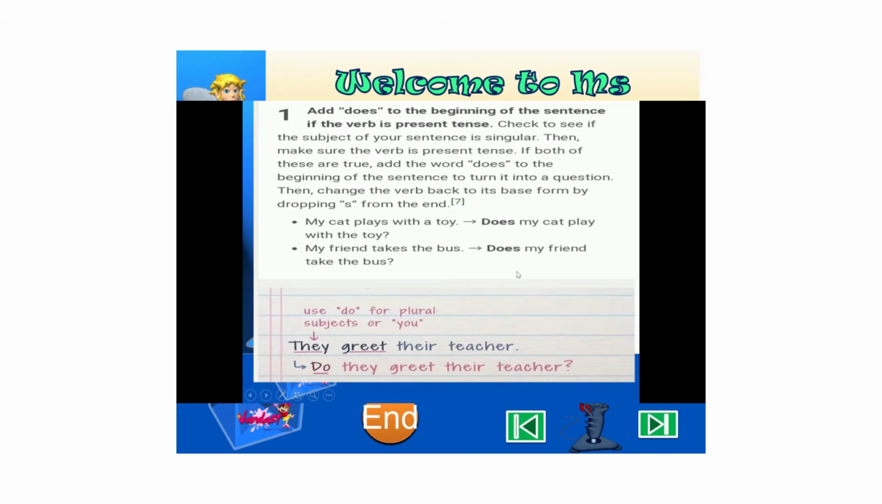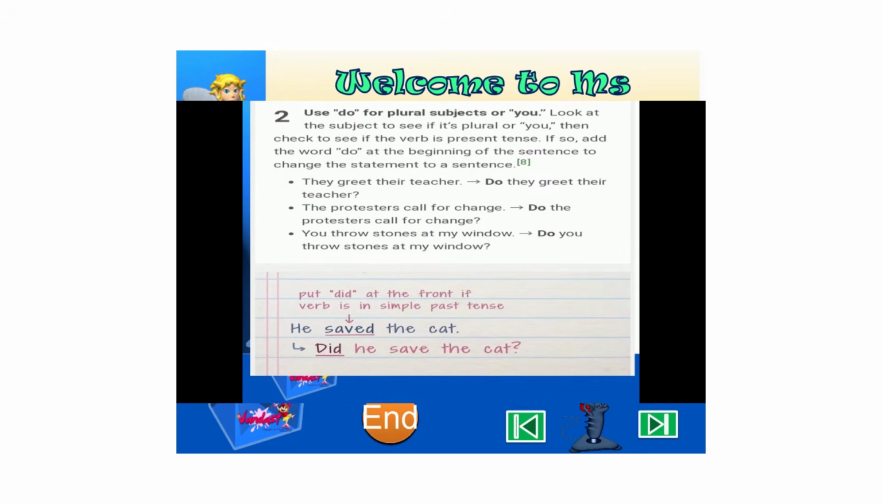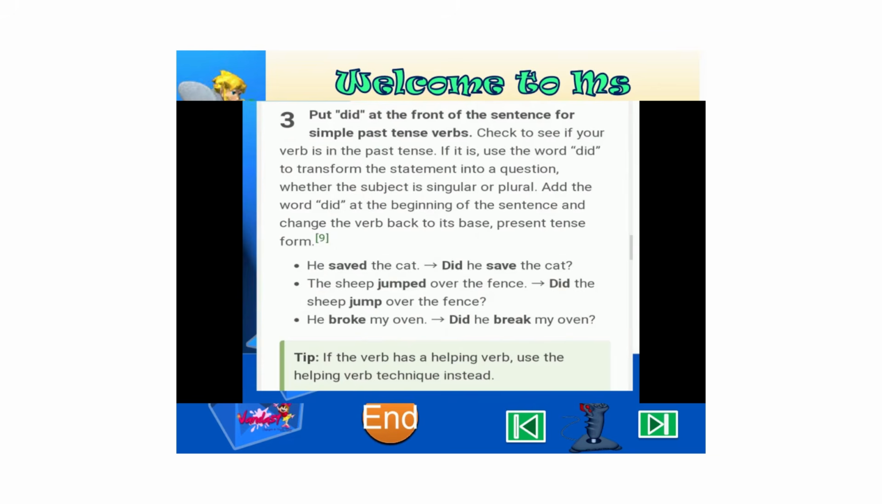Right. And then another form of changing the sentence into a question is by using the word did, when the statement is in the past tense. He saved the cat. Now you're going to start with what? With did. Did he save the cat? Question mark. You use did only if the statement is in a simple past tense, right?